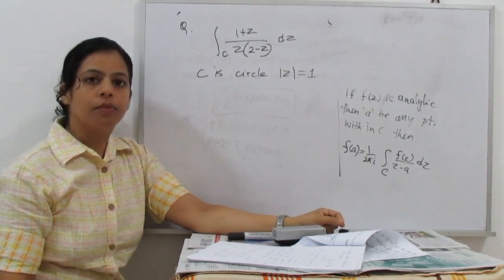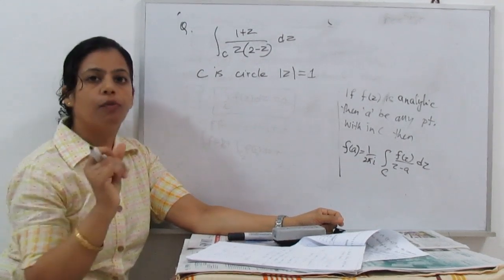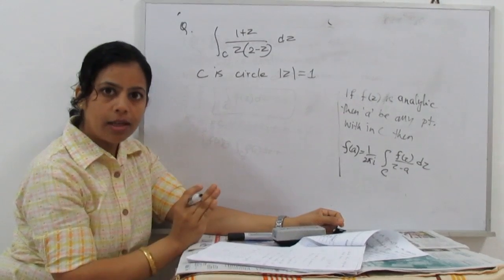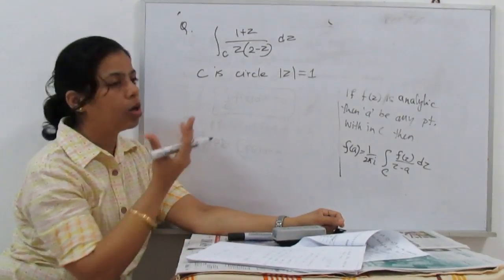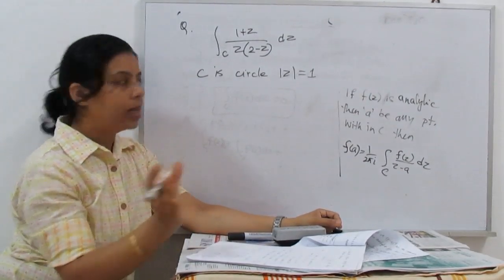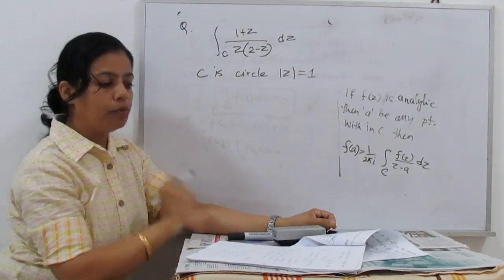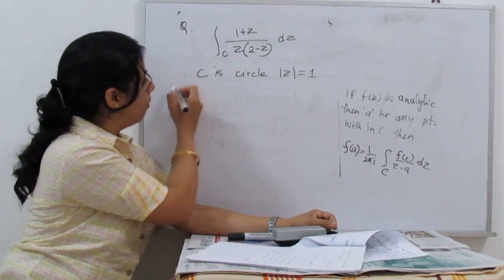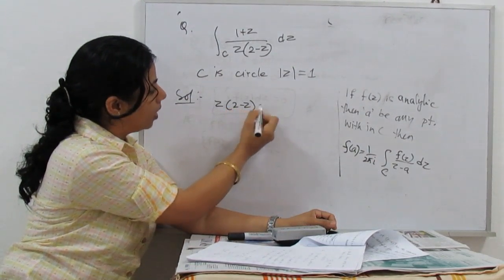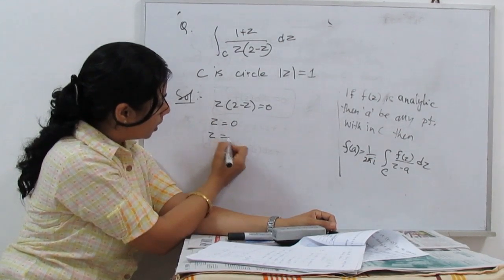For finding the value of this integral, first we have to find the poles. We have to find how many poles there are and which type of poles they are, and whether they lie within the circle or outside, because we consider only those on the circle and lying within the circle. For the poles, we take the denominator of the integrand, z(2 minus z), equal to 0. It gives the two poles z equal to 0 and z equal to 2.